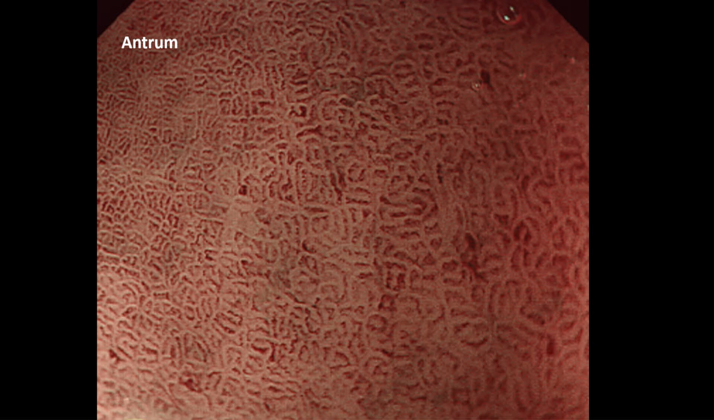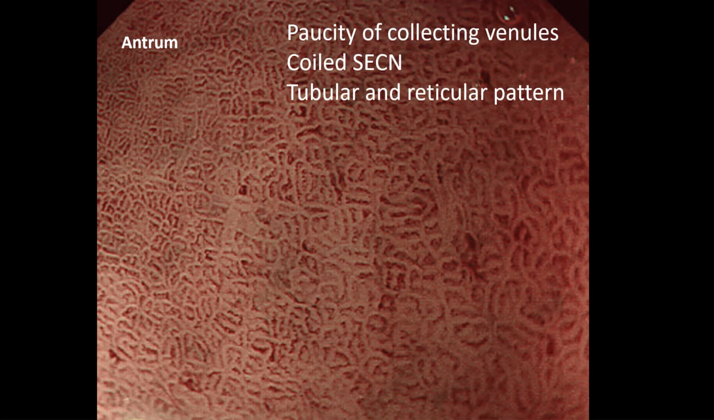Now you don't see collecting venules here. Normally collecting venules are not well seen in the antrum. They are only seen in the body. So if you want to look at collecting venules and say whether they are present or absent, look at it in the body. Don't look at it in the antrum. All right? Next slide. So no collecting venules, coiled subepithelial brownish vessels, and a tubular and or reticular pattern. Next slide.